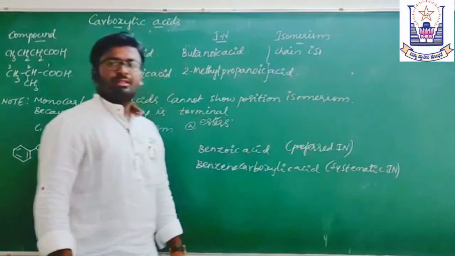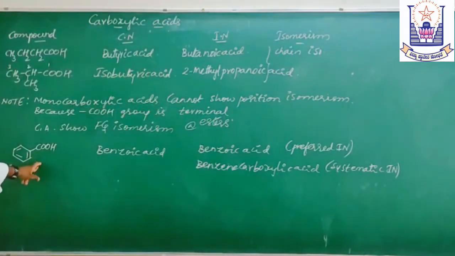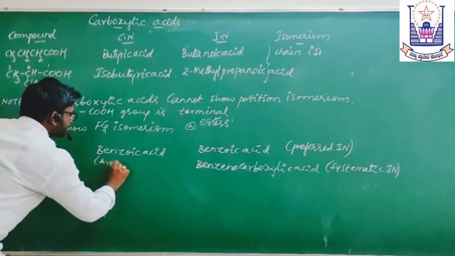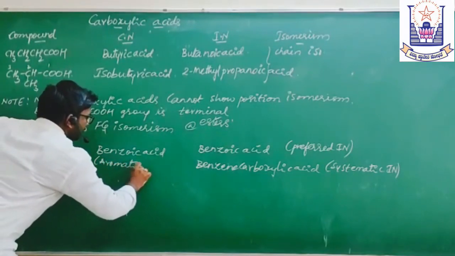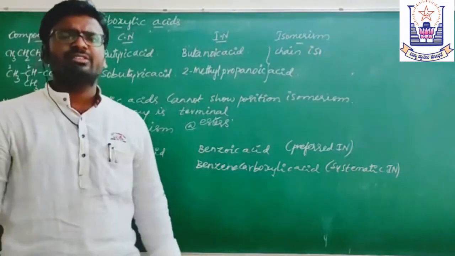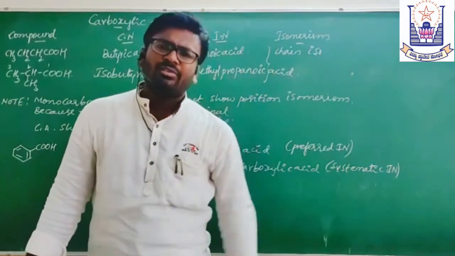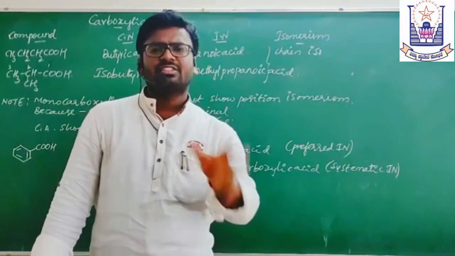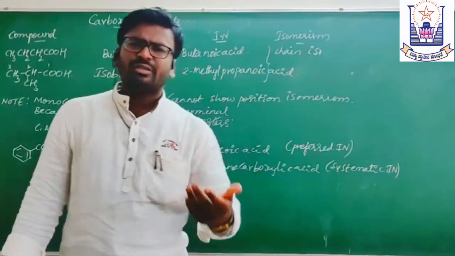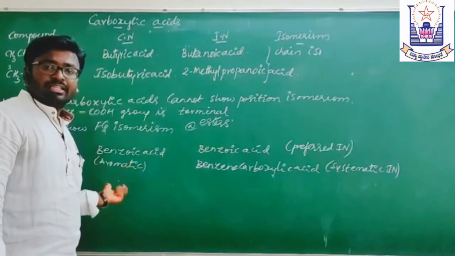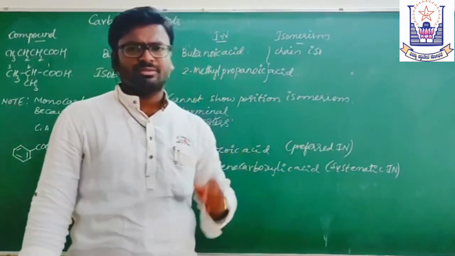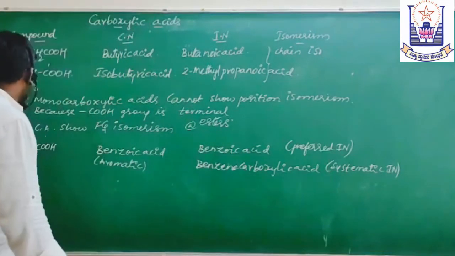Now this is aromatic. Keep in mind that sometimes in examinations they will ask you to give an example for an aromatic carboxylic acid. It's very simple. Take benzene and keep COOH directly attached to that ring. That becomes aromatic. Come to the next one.